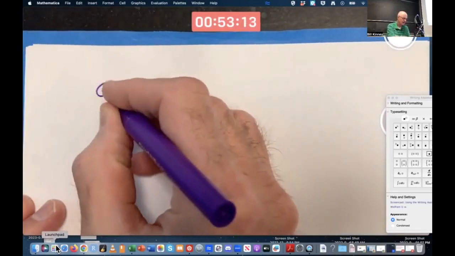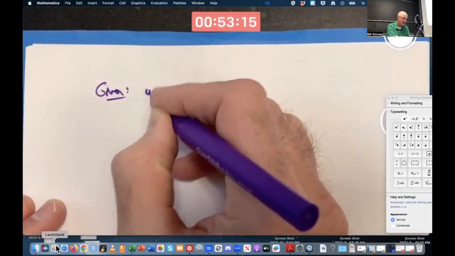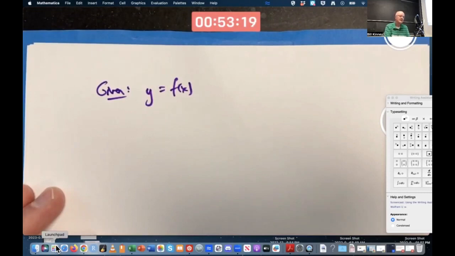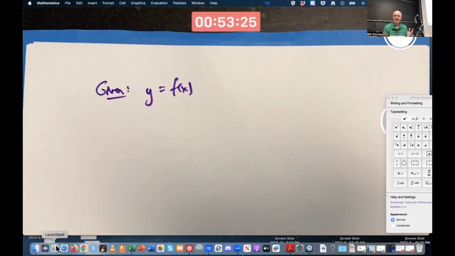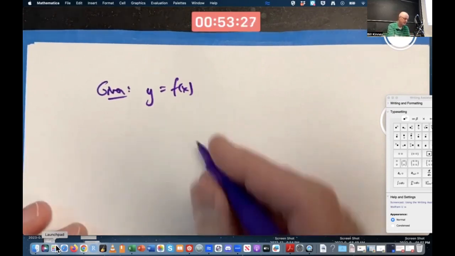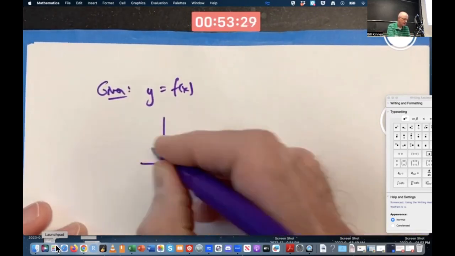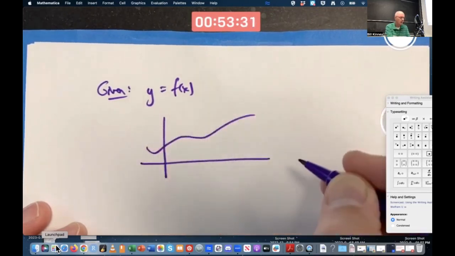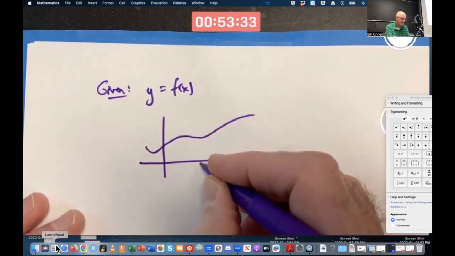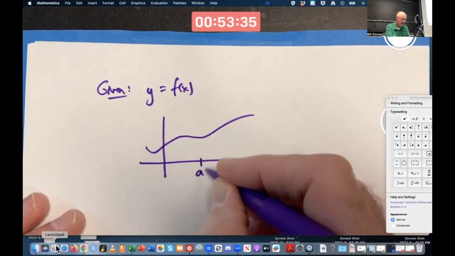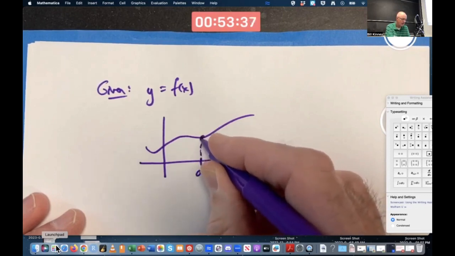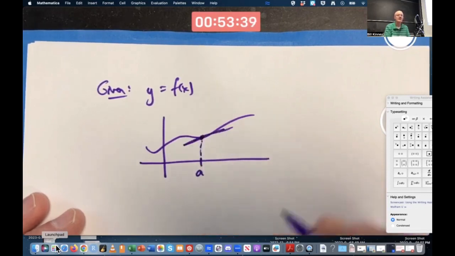We're given a function y equals f of x, defined and continuous and differentiable on some domain, maybe the entire real number line, maybe some finite interval. We're interested in knowing, at some number, call it a, what is the equation of the tangent line then?